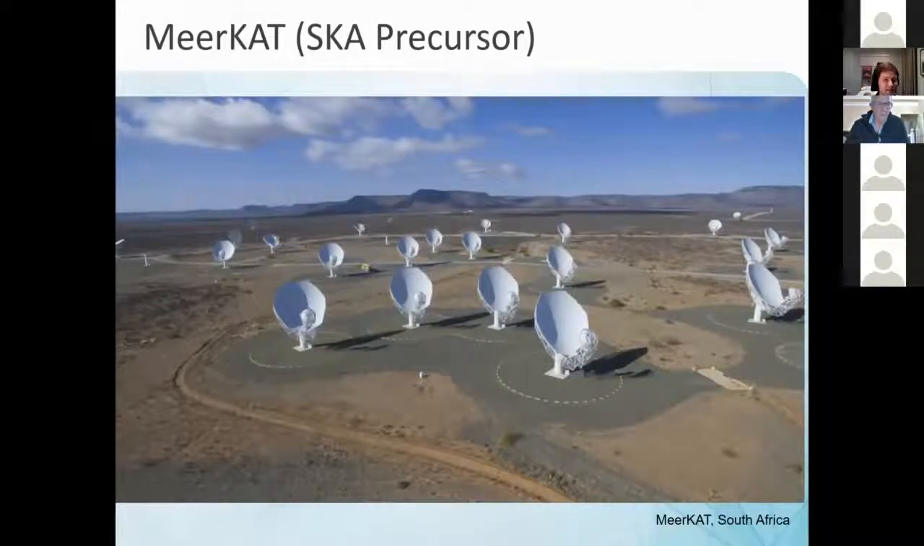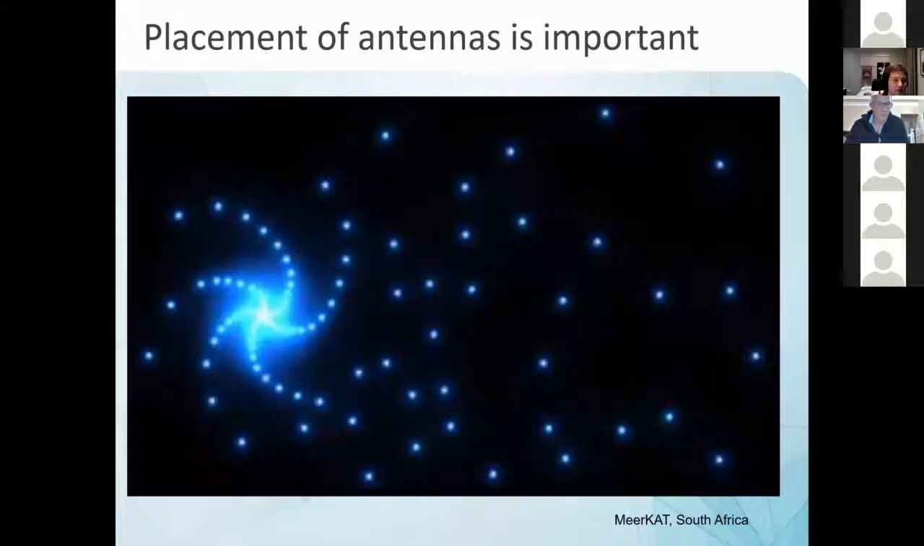But not only is the number of dishes important and how big they are, but it's also very important how you place these dishes. So here is an example of one of the proposed layouts for how these dishes would be placed. You have in the middle of this star-like structure a very dense area that gives you sensitivity to be able to see faint objects. But then you have dishes that are very far away, and that long distance, as I explained, allows you to see very small details.